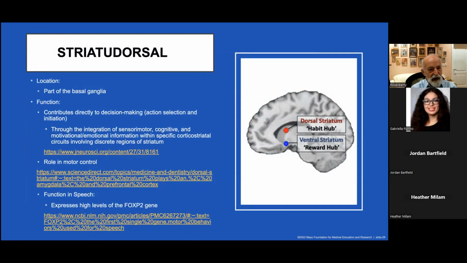The striatodorsal segment of the brain contributes directly to decision making, action selection, and initiation through the integration of the sensory motor, cognitive, and motivational, emotional information within specific corticostriatal circuits involving discrete regions of the striatum. So this is another example of the way in which the representations come together and are recognized by the brain in processing the information that we get.